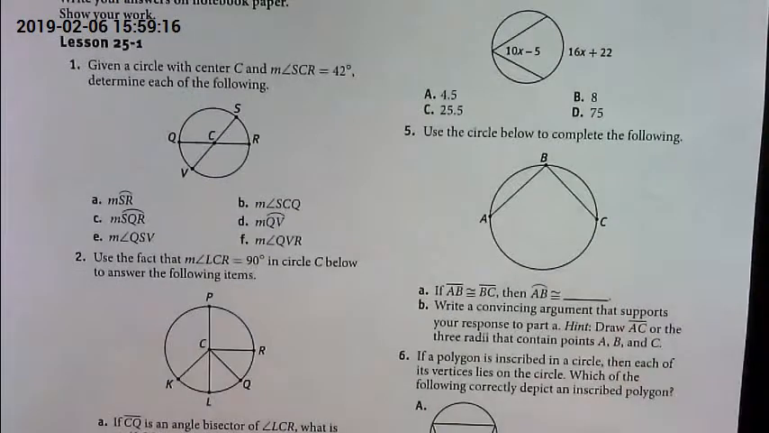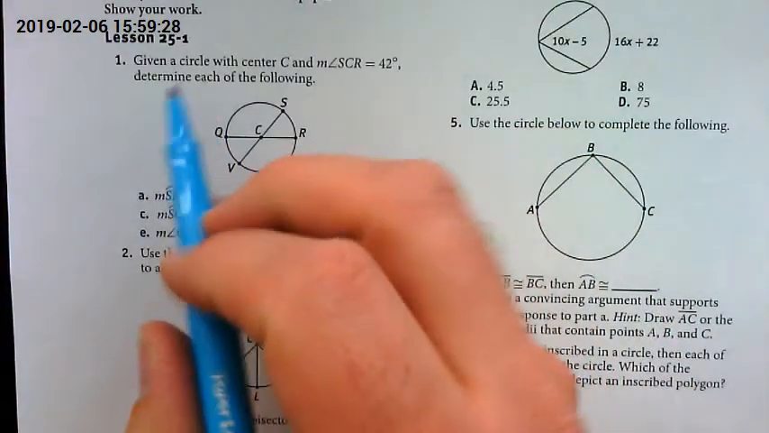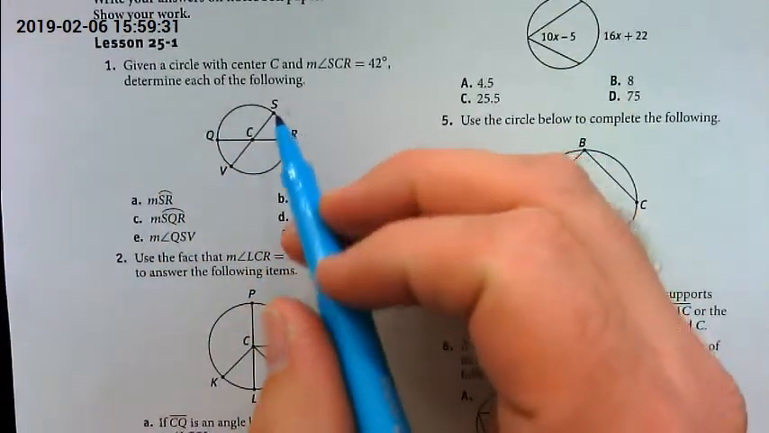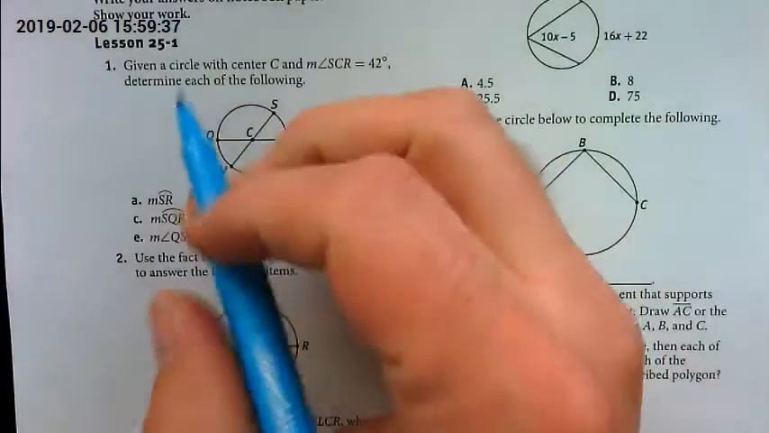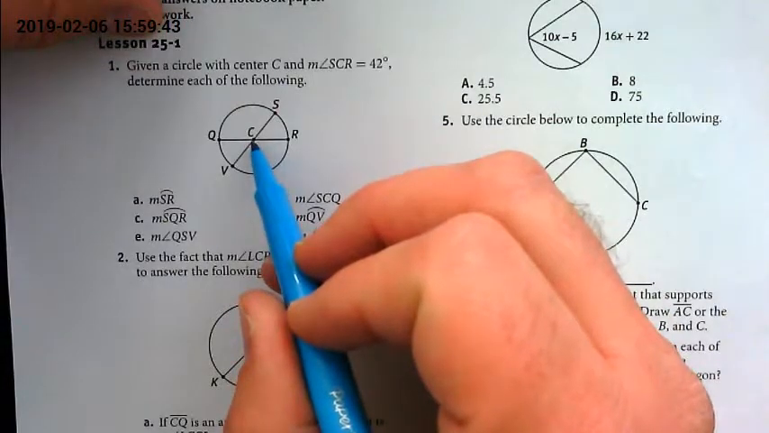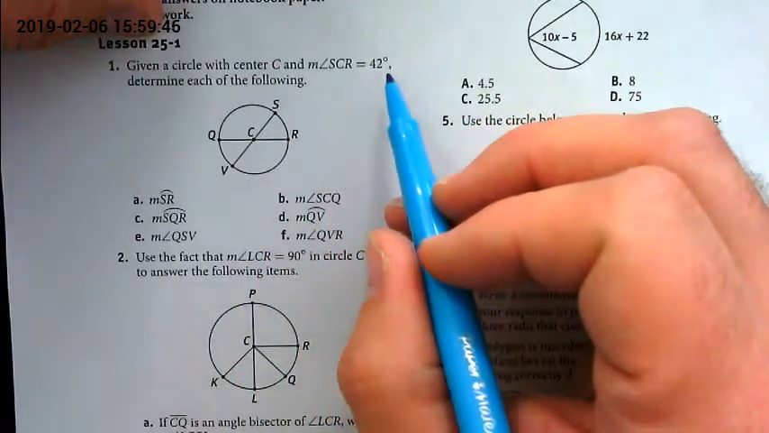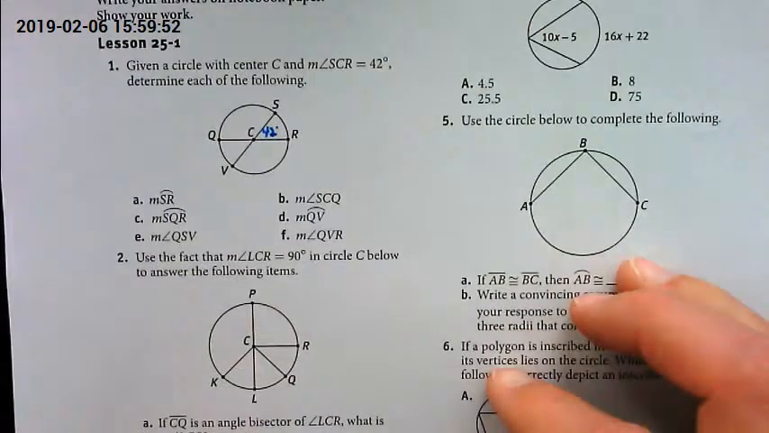All right, so this is page 369. There's a lot of different things that they're asking you to do. This is going over all the topics that we had this week. It starts off with some chords that are intersecting at the center of the circle, so we can use a couple different properties here. Given a circle with the center C, angle SCR is 42 degrees. So that angle right there is 42.